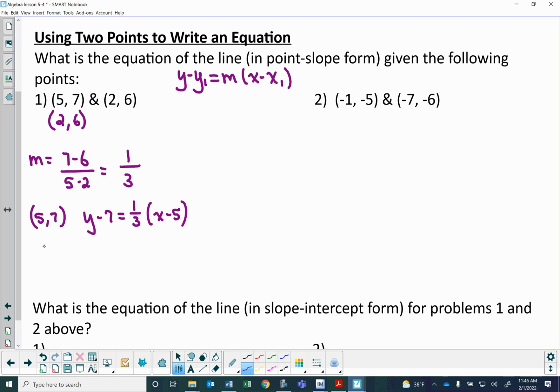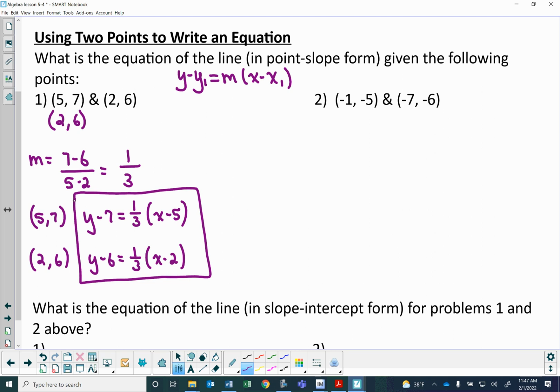If I chose to use the point (2, 6), maybe somebody else is like, oh, I like (2, 6) better, well, the equation there is going to be slightly different. If we simplified it, it would be the exact same line. So here we're going to go y minus 6 is equal to 1/3 parentheses x minus 2. So depending upon which point you use, your equation will look slightly different, but they actually are the equation of the exact same line. Both of these equations are the exact same line.